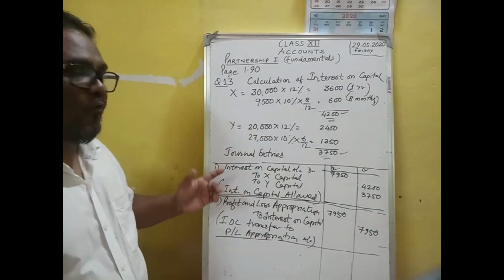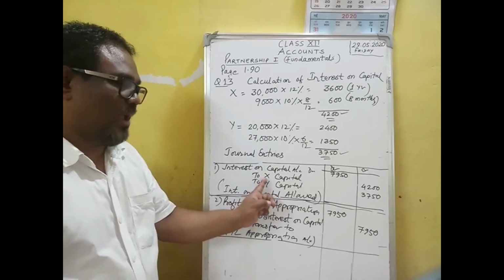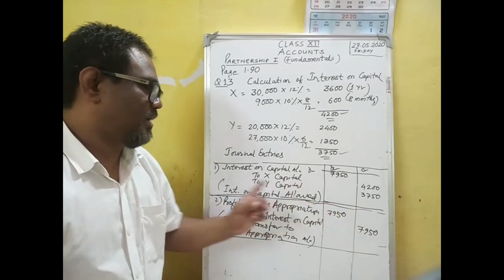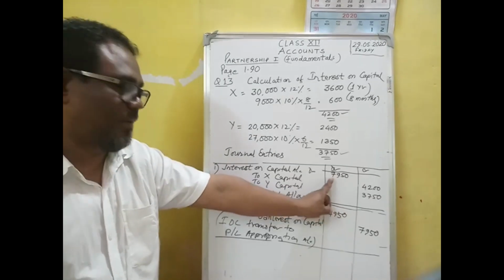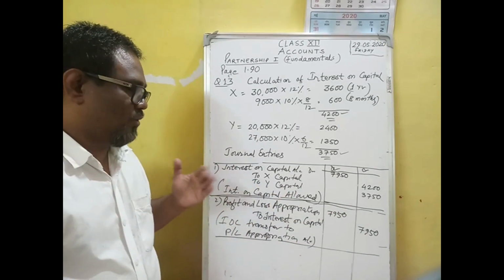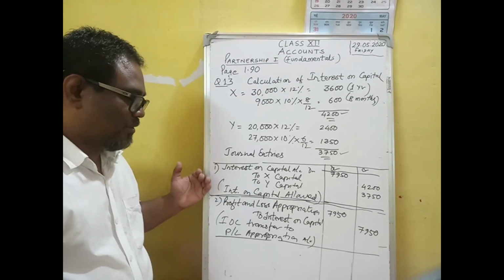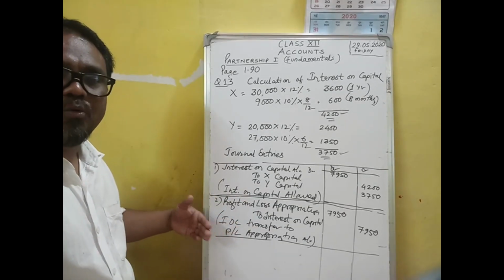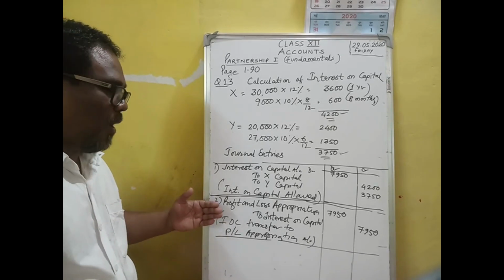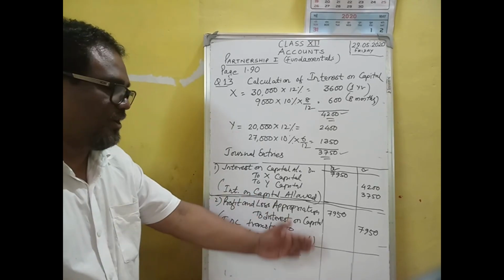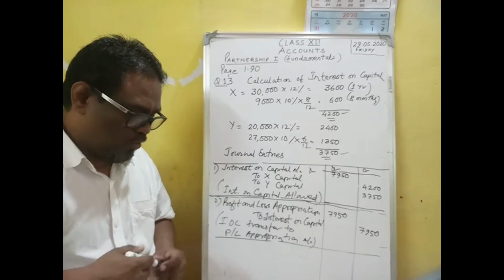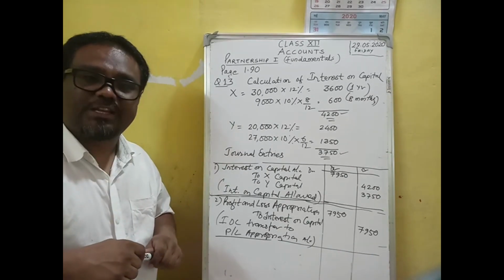So in this way, the first entry is interest on capital: X capital account debited 4,200, Y capital account 3,750. Total interest on capital is 7,950. So this is the first entry for transferring the interest on capital. The closing entry for interest on capital is: profit and loss appropriation account debited to interest on capital account 7,950. This is how we solve interest on capital.